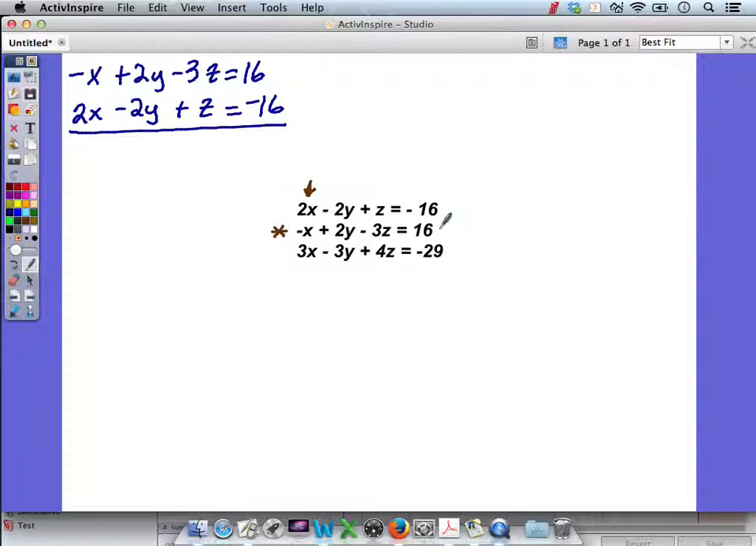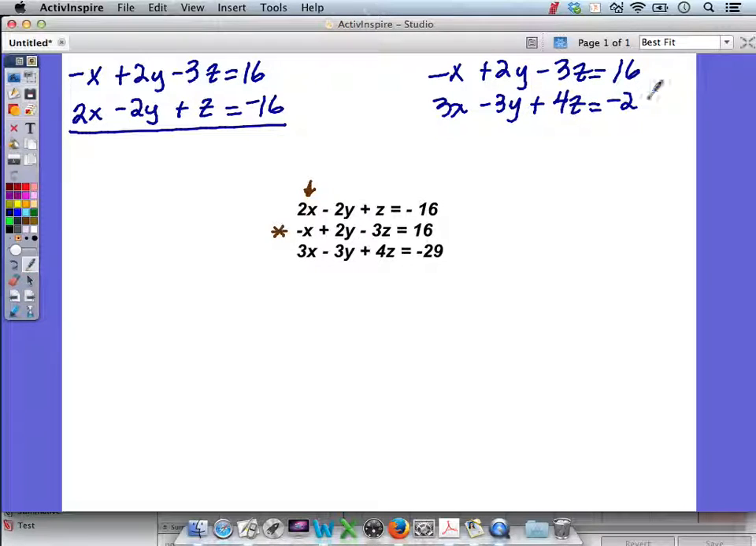Pair this second equation up again now with this third one. So we have -x plus 2y minus 3z is equal to 16. Paired up with 3x minus 3y plus 4z equals -29. Checking again that I've written everything correctly. -x, 2y, -3z, 16. 3x minus 3y plus 4z equals -29. One of the easiest and the most common mistakes is that students do not rewrite the problem correctly.